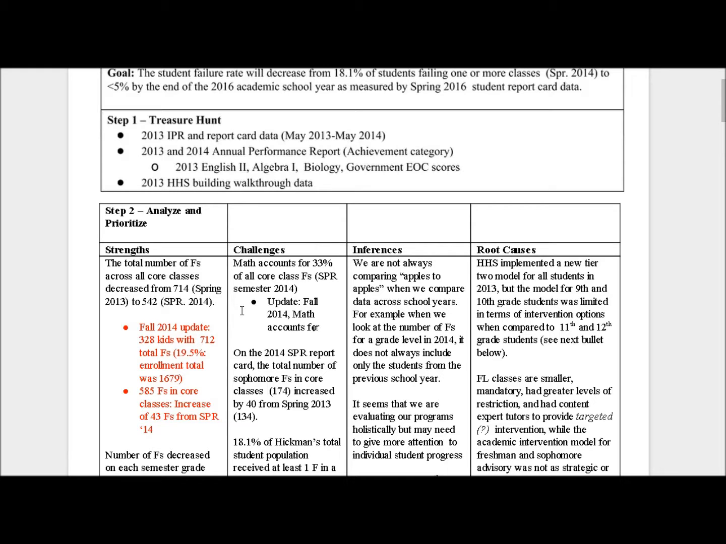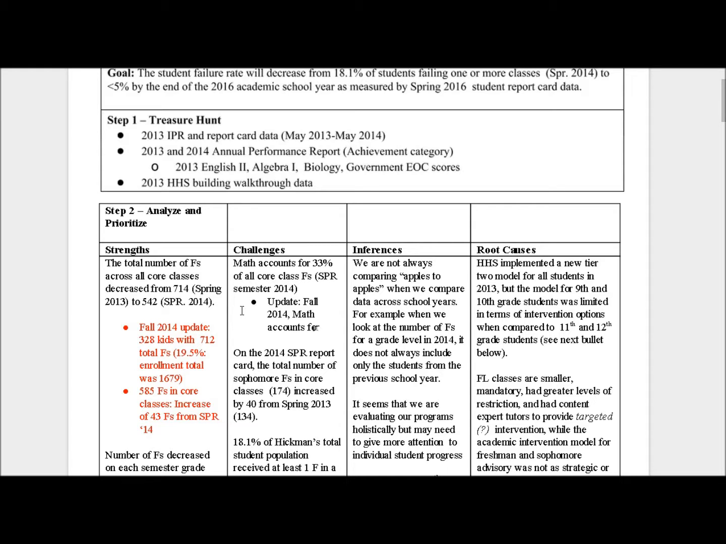All right, so here are the strengths that I found in the data, and these are just the facts. The total number of Fs across all core classes decreased from 714 in spring 2013 to 514 in spring 2014. So that was a pretty good decrease. One thing that I noticed as I go back through this data is that I neglected to put on what our student enrollment was at that time. We do know that in spring 2013 we had a higher student population than we did in spring 2014. So we do need to keep that in mind.